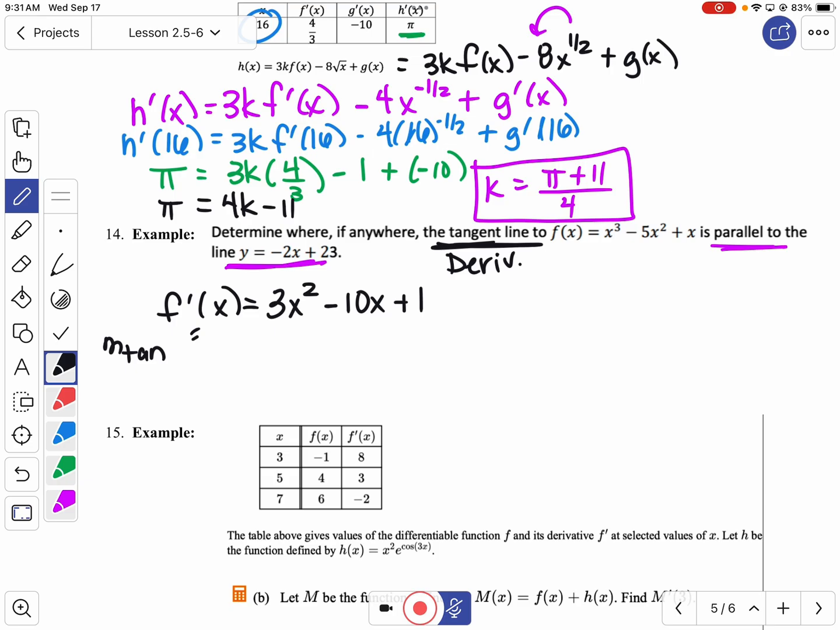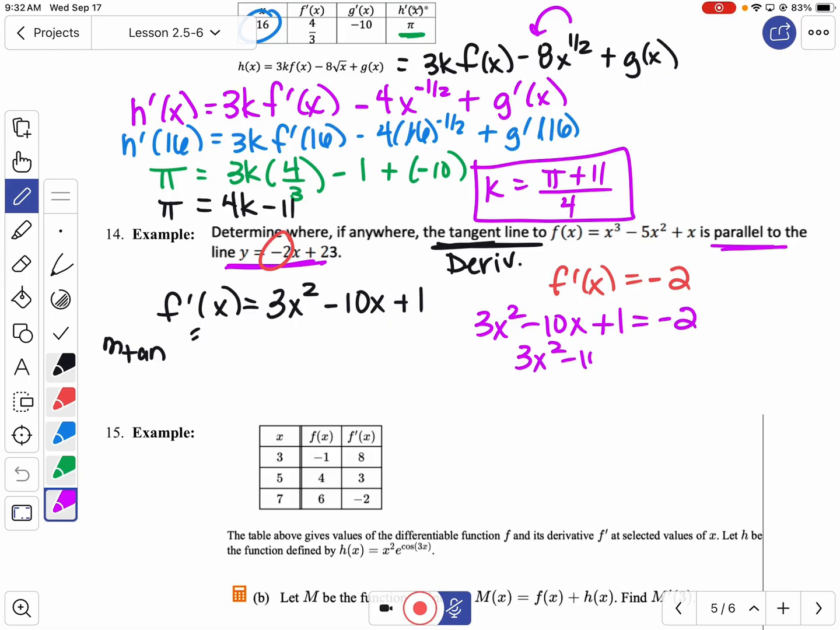I want my tangent line to be parallel to the line they gave me. What's true about two lines that are parallel? They have the same slope. What's the slope of the line they gave me? -2. So in other words, I'm looking for where f prime is equal to -2. That's the equation we're going to solve. So I'm going to take 3x squared minus 10x plus 1 and set it equal to -2, or 3x squared minus 10x plus 3 is equal to 0.